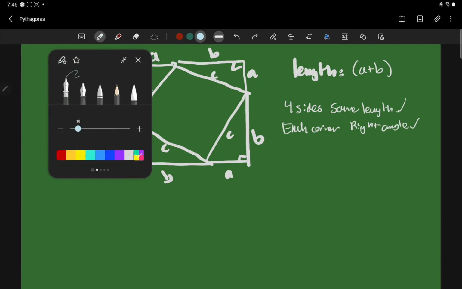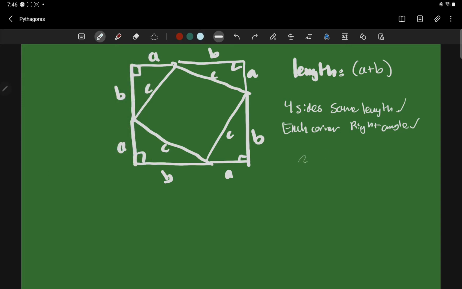Well, we know that if we have a square with side length, say S, the area is just going to be S squared. So we just have to take the length of each side of the square, and we're going to square it. We know that the length is just A plus B. So the area of the entire square is each side length, which is A plus B, squared.